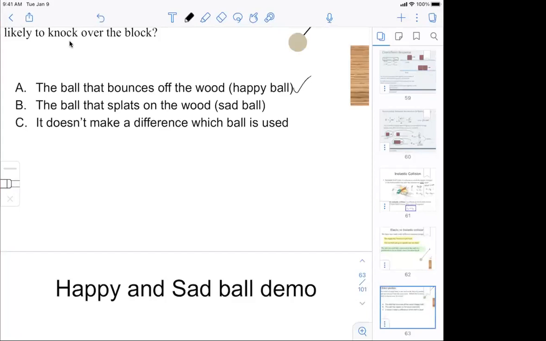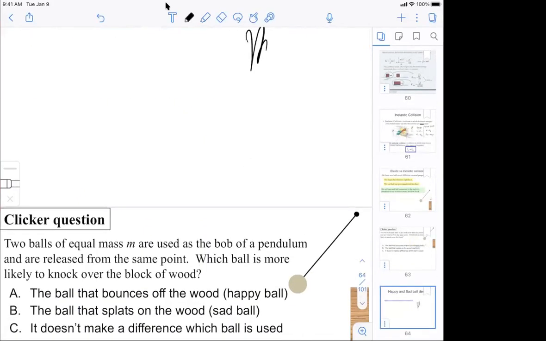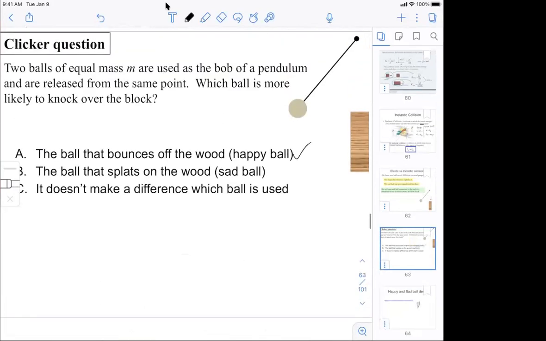Okay, so as the demo shows, the happy ball is more likely to be able to bounce off the block. Okay, and why is that? Well, using conservation of momentum, the block and the ball are one system, right? So before the collision happens, the momentum of the system is just really whatever the ball has. The ball is hitting the block with some velocity, so it's going to be whatever momentum the ball has. And finally, the ball is moving with a final velocity, and the block is moving with some other final velocity of the block.